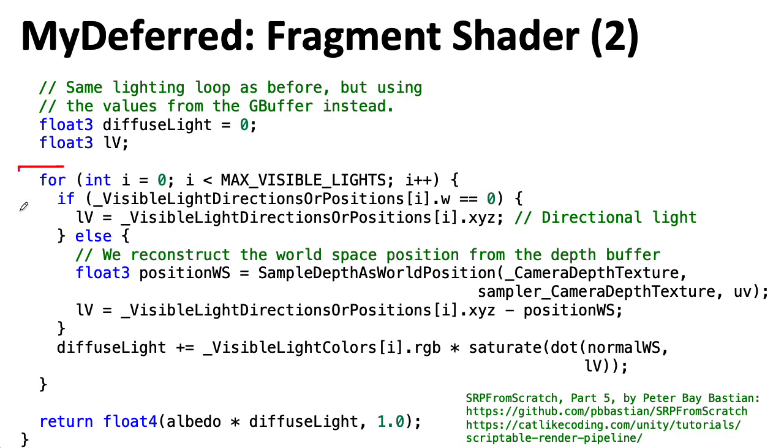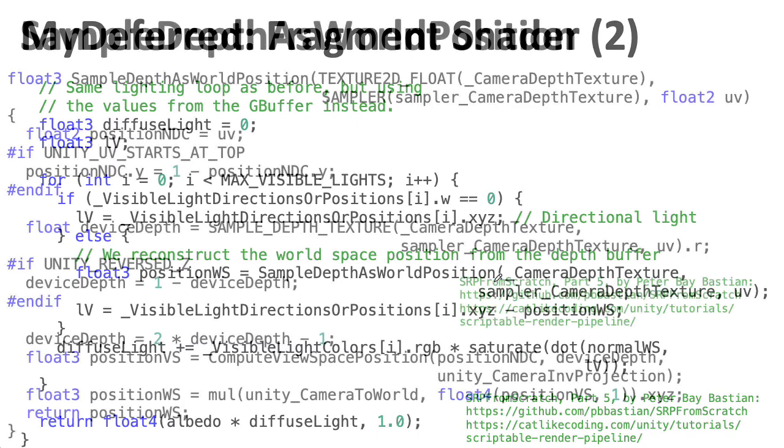So the rest of the code here where we loop through the lights and do the diffuse lighting calculation is the same as what we had in the forward renderer, with the exception of the fact that in order to get the position in world space, to do the lighting calculation in world space, we need to reverse engineer that from whatever the UV texture coordinate is and our GBuffer information. That's performed by the SampleDepthAsWorldPosition function, and we'll take a look at that now.